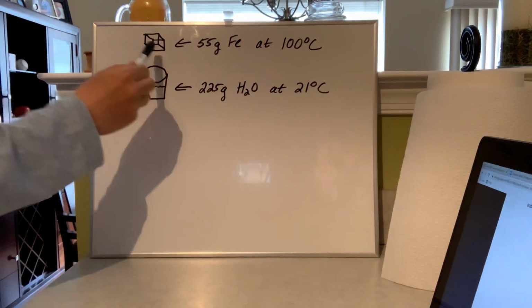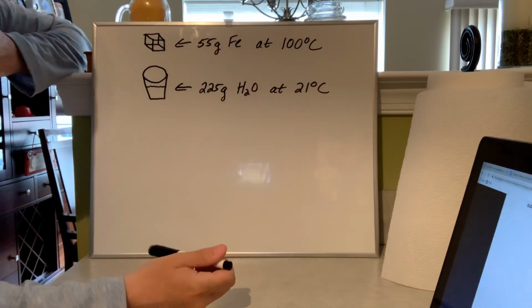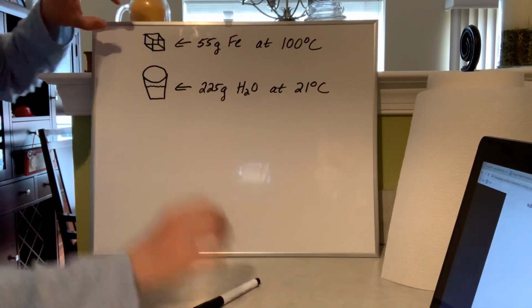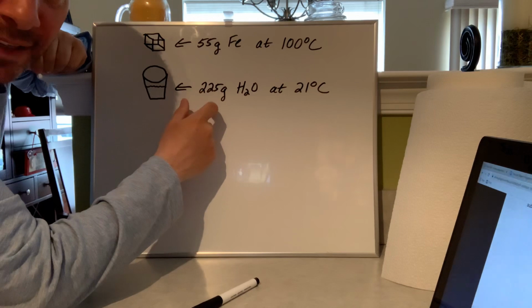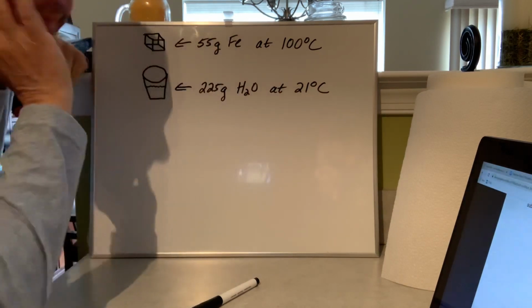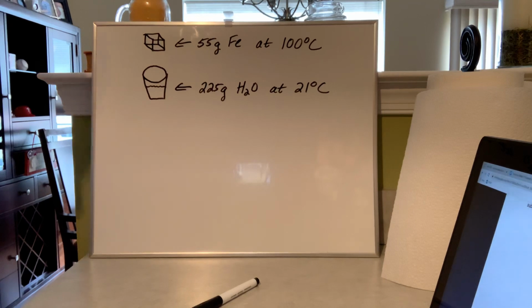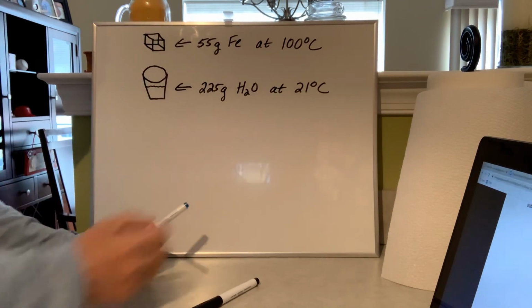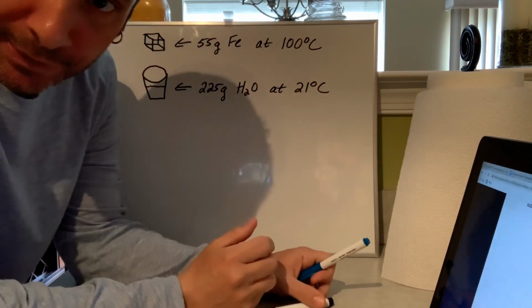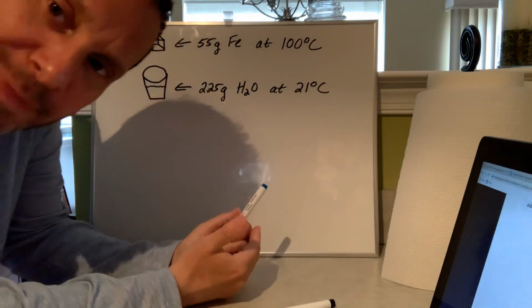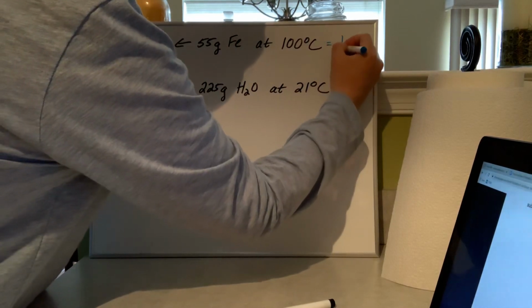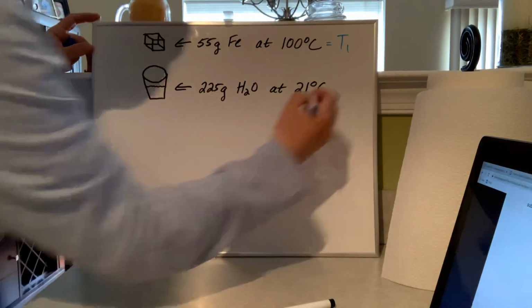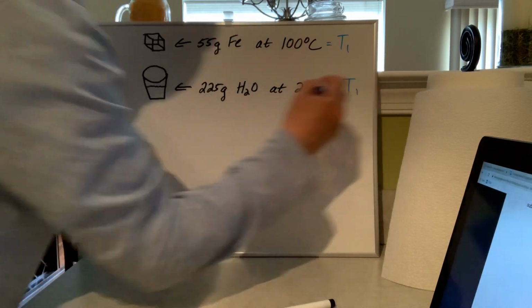Here's my 55 gram iron block. It's at 100 degrees Celsius. It was very hot. Holding it with tongs, and let's say that this was drawn to scale. I have a big cup of water with 225 grams of water in it, and the temperature's at 21. All right, now the language is important, all right? If it's at 100 and the water's at 21 currently, that means that's its T1, all right? So this is the T1 for the iron. This is the T1 for the water.